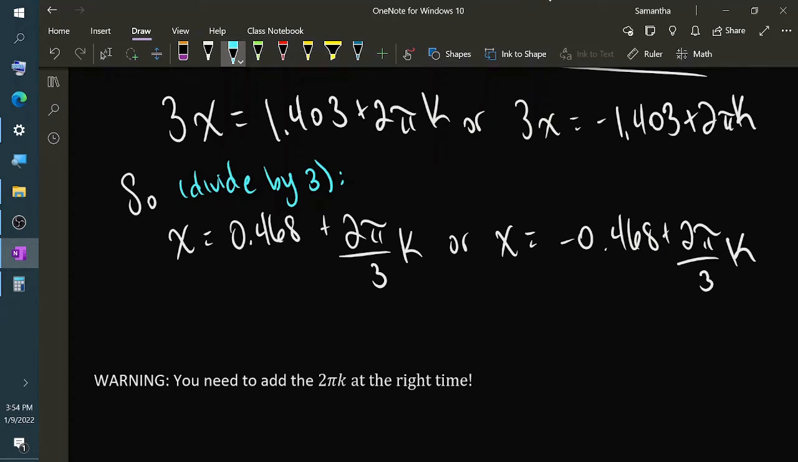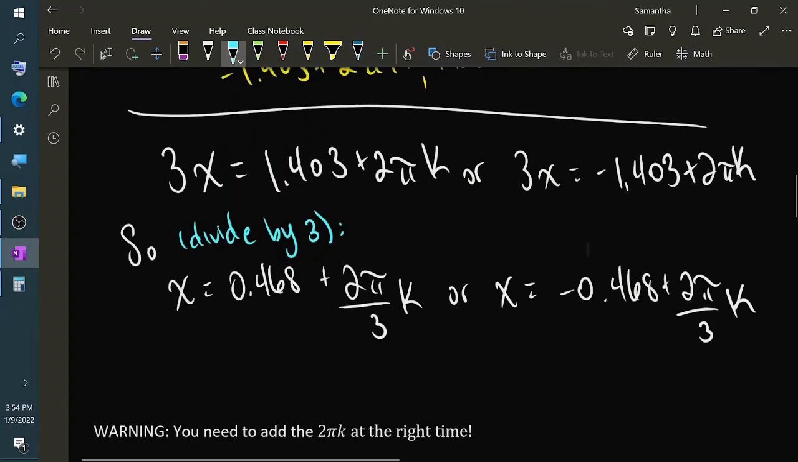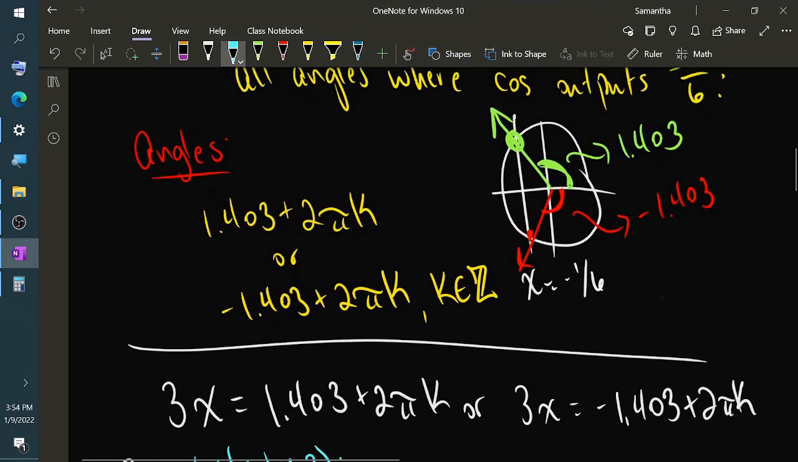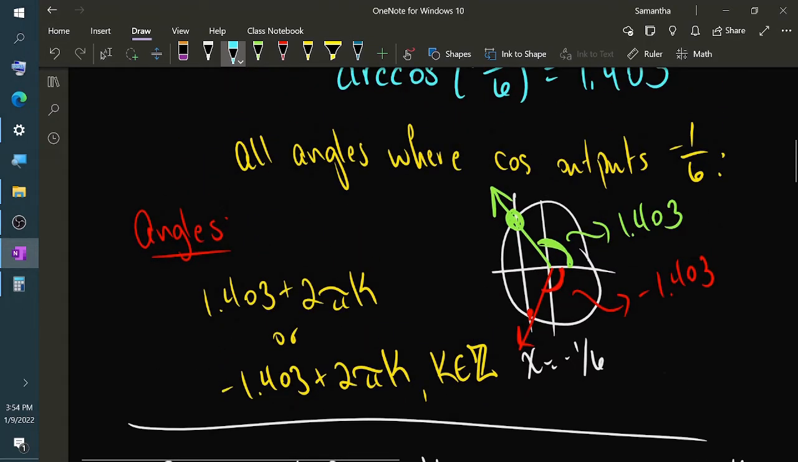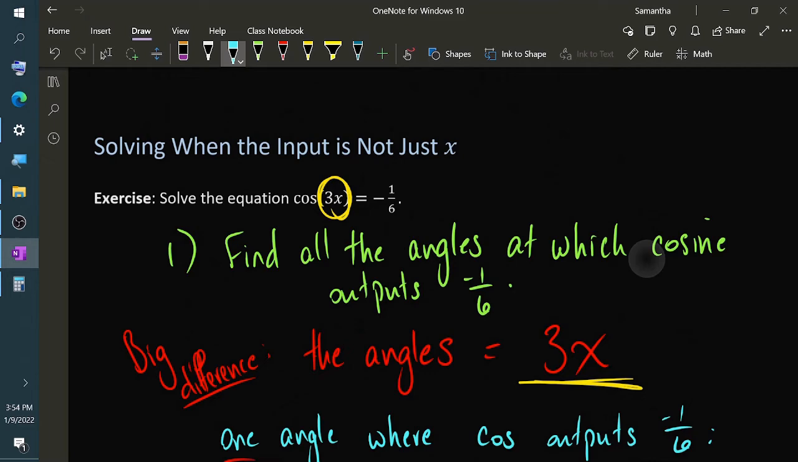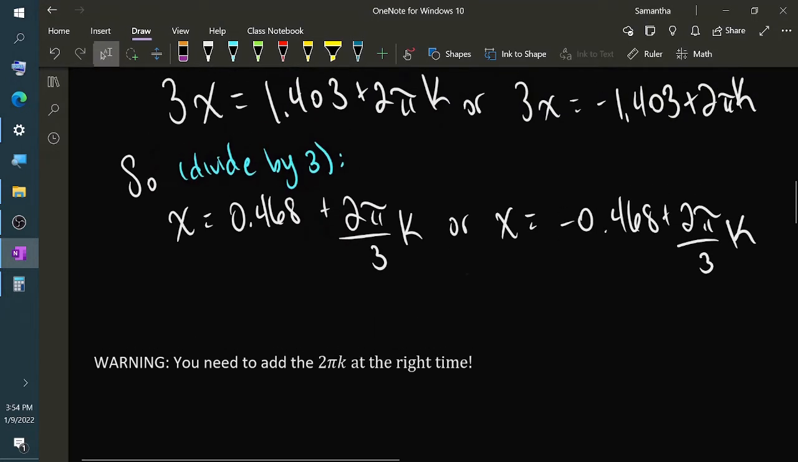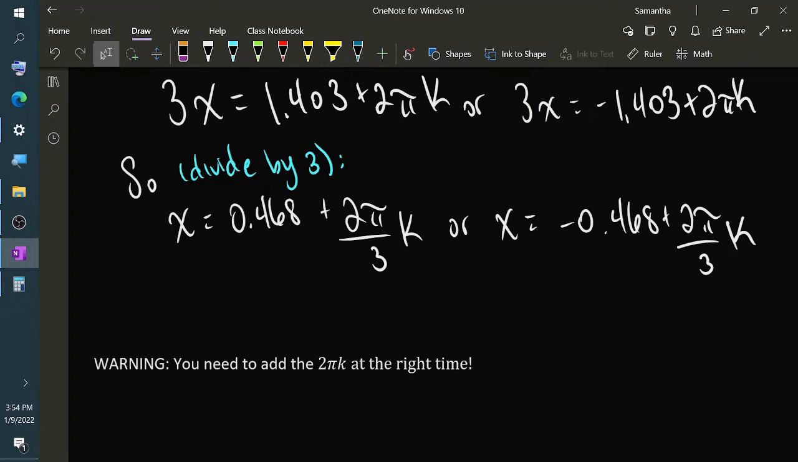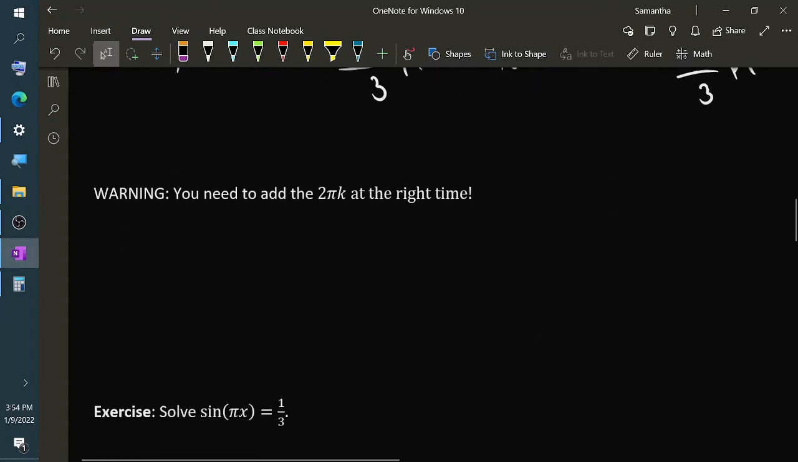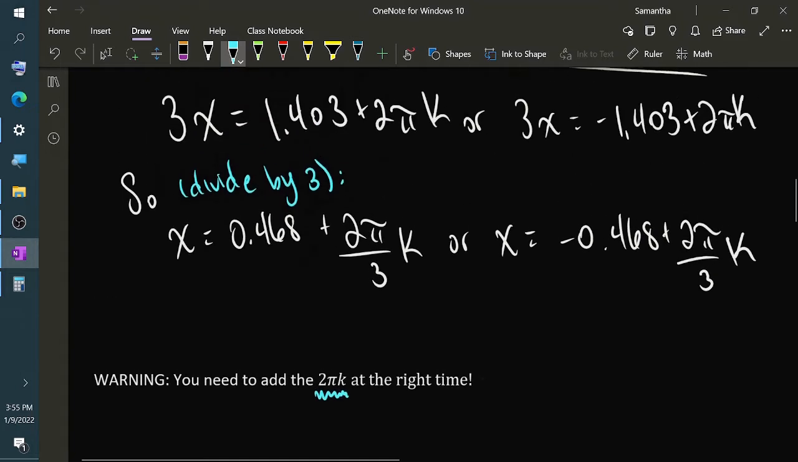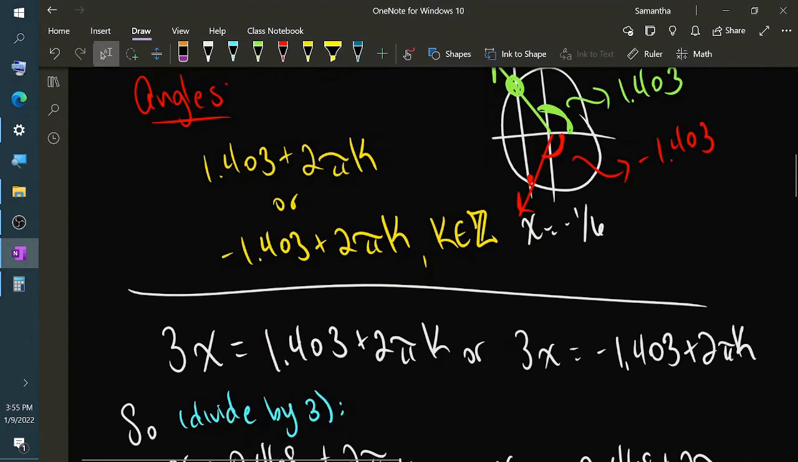If x is equal to any of the numbers described here, then 3x will be equal to an angle at which cosine outputs negative 1 over 6. So that will make the given equation true. Now, as a warning, when you're working on problems where you're trying to solve a trig equation and the input of your trig function is not just x, you have to be careful to make sure that you're adding the 2 pi k at the right time. You cannot add 2 pi k at the very end of the problem. You have to add 2 pi k when you're writing down all the angles.